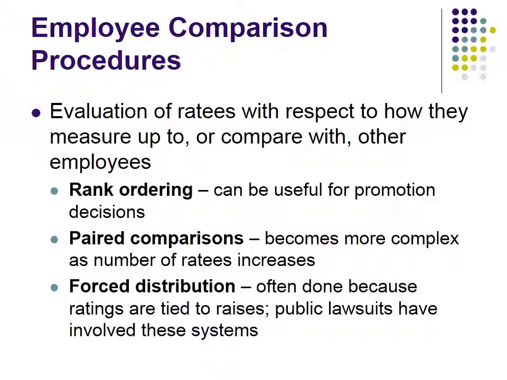An attempt to make these two methods, rating orders and paired comparisons, a little bit more systematic is a forced distribution. This is often done because ratings are tied to raises. However, these systems have not been very well received in the courts. The idea of a forced distribution is basically that a manager is going to have to choose a certain number of their employees, a percentage if you will, to be underperforming, and they have to choose a certain percentage that are overperforming. It forced the manager to make an even distribution of performance.